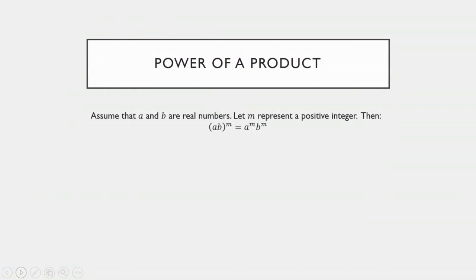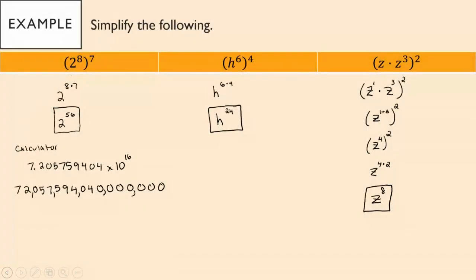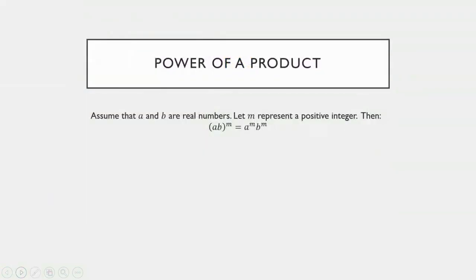Okay. Now our next rule is power of a product. And this actually applies to the very last example here. So if you have two things in parentheses and then they have an exponent, like a and b are inside the parentheses, they both share the exponent of m, the exponent gets distributed. So that exponent applies to both of them.